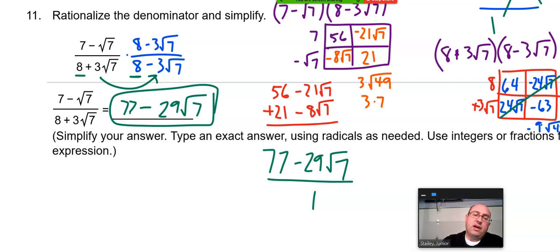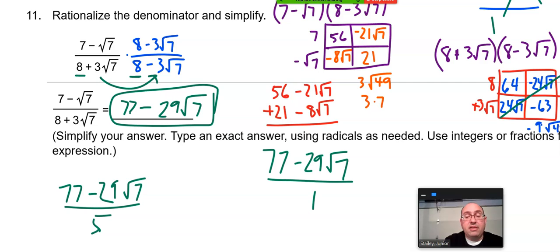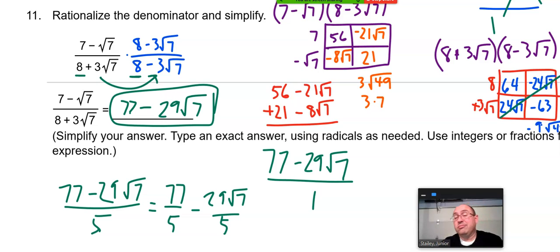All right. If it was something other than 1, what would you need to do? You would probably, let's say that the problem had ended up having a 5. You might write it like that, and Math Excel might be okay with it. Another way you could write it would be 77 over 5 minus 29 radical 7 over 5. I'm not sure if Math Excel would make you split it up, but maybe they would allow you just to keep it together. I would hope so, but Math Excel kind of gets picky sometimes.